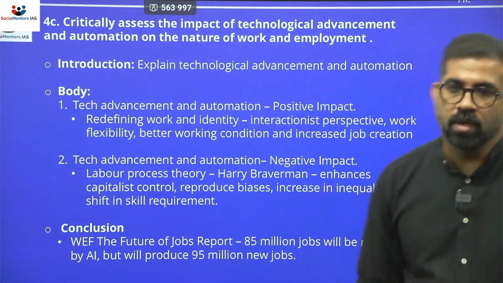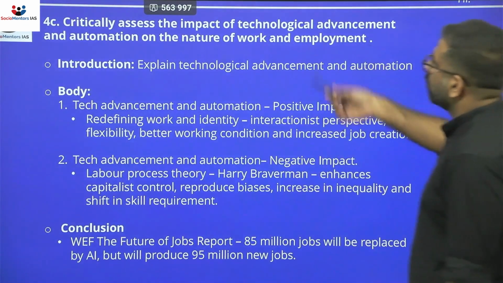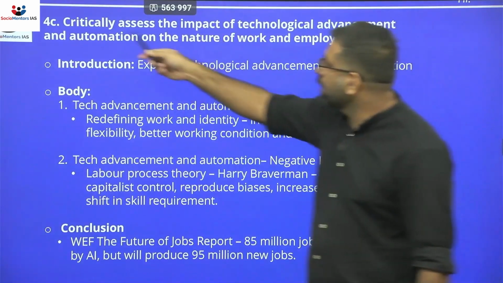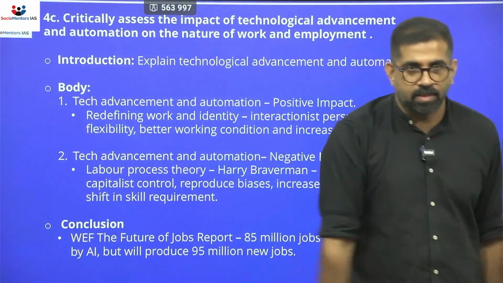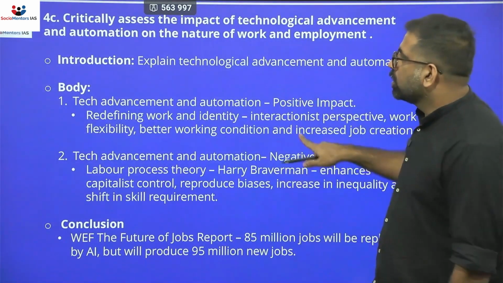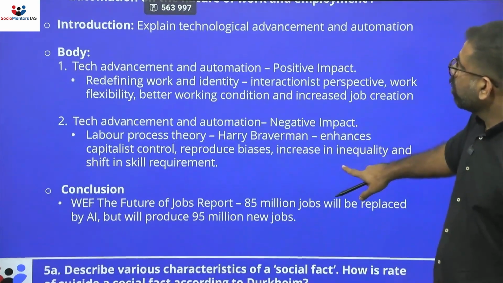Okay, so here you can write the impact. Now here you have to write both positive as well as negative, because impact is given as well as critically assess is also mentioned there. So you have to write positive, negative. So positive impact of technological advancement and automation.